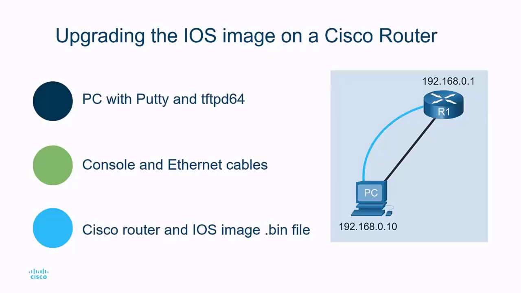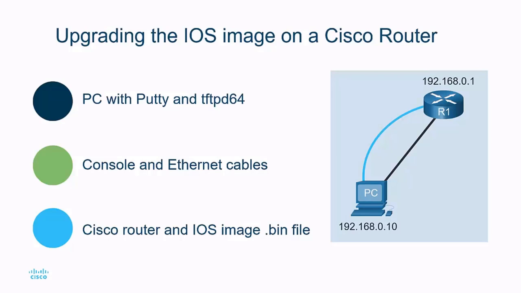To upgrade the iOS image on a Cisco router, you'll need the following items: a computer or PC with a terminal emulation program like PuTTY, and a TFTP server like TFTPD64 by Jounin. You're also going to need a console cable and an Ethernet cable. And then, of course, you're going to need a Cisco router and the latest iOS image .bin file from Cisco.com. You'll need to log in to your Cisco account and then download the latest iOS image for your particular router.